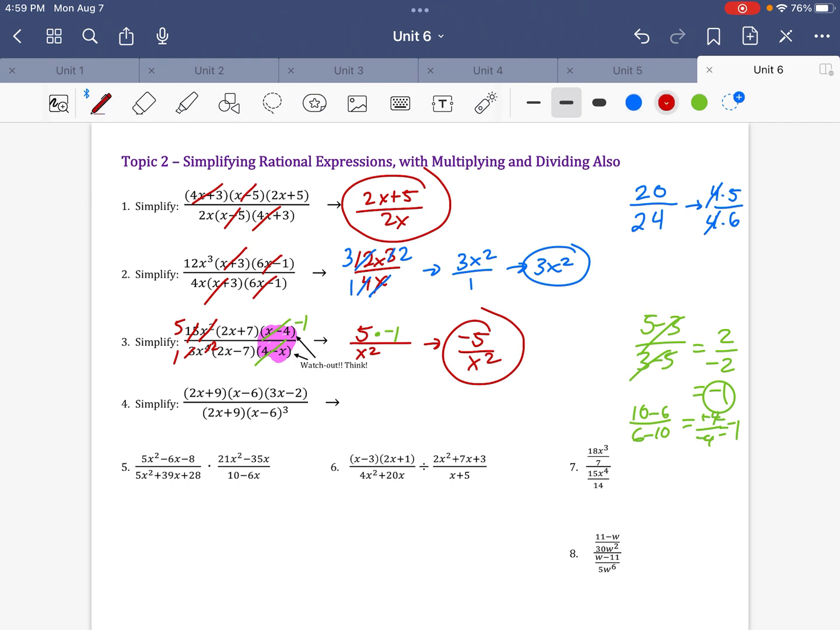All right, so last one, 2x plus 9, good. 3x minus 2 isn't going anywhere, but let's look at this x minus 6. I have x minus 6 and then x minus 6 to the third. So I have 1 of them on top and 3 of them on bottom. So this 1's going to be gone, and I'm going to have 2 left. So I have 3x minus 2, and once that's the only thing left, I don't need to put the parentheses anymore. The bottom is x minus 6 squared. And there's my final result.